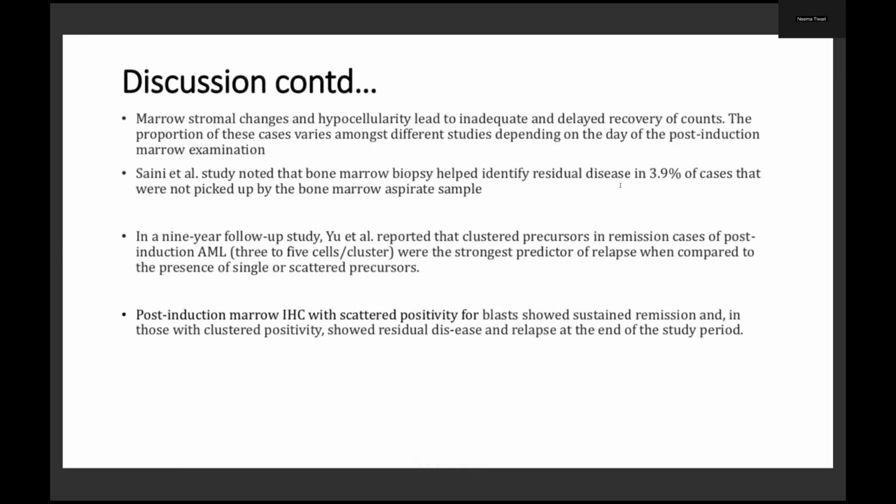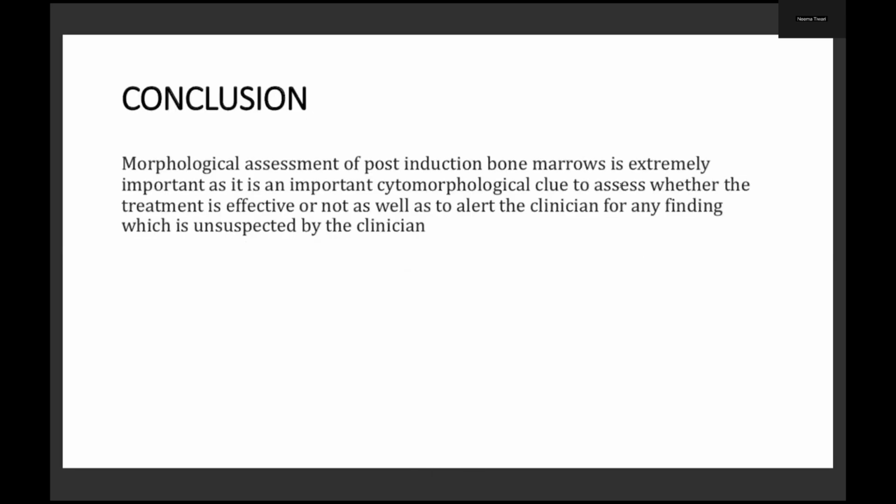Again, there are a lot of marrow stromal changes, so cellularity of the marrow in a post chemotherapy case will invariably go down, especially after 1 month of chemotherapy. So you need to know all these findings to diagnose something as a post chemo marrow, and to not wrongly diagnose it as aplastic anemia, etc. Next slide. So, morphological assessment of post induction bone marrow is extremely important, as it is an important cytomorphological clue to assess whether treatment is effective or not, as well as to alert the clinician of any impending relapse if it has to occur. Next slide.